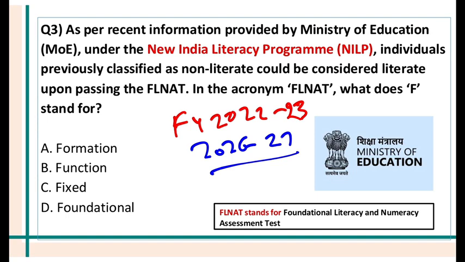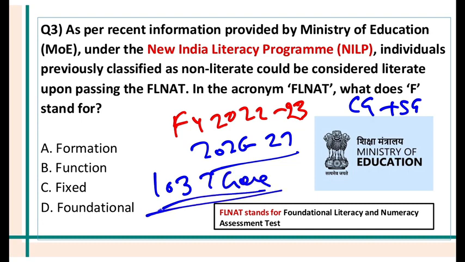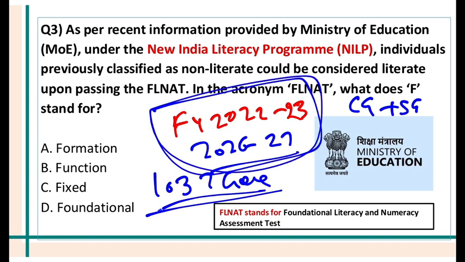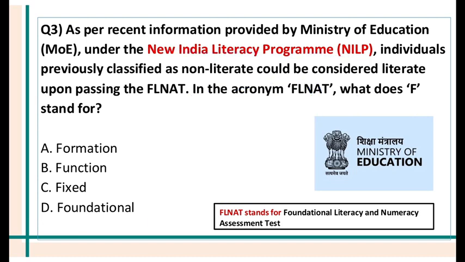It is a centrally sponsored scheme, which means both the central government and the state government contribute to the scheme. The financial outlay of the scheme is 1037 crore. And you can see this is a program for 5 years, financial year 2022-23 to 2026-27. Till here it is clear. Now what is the target of the government in these 5 years? The target is to cover 5 crore non-literates.